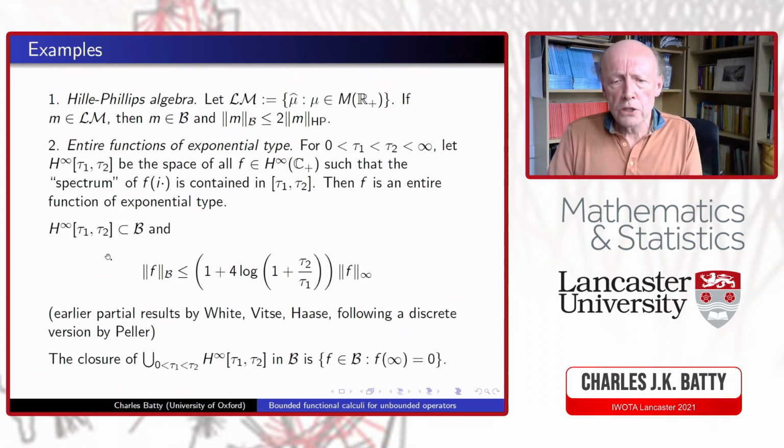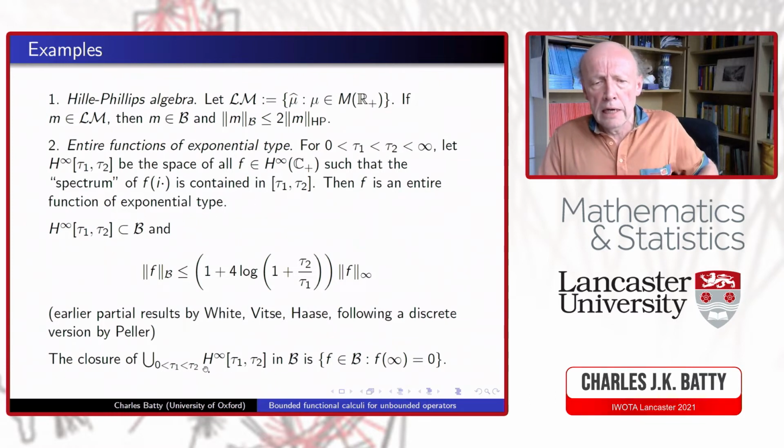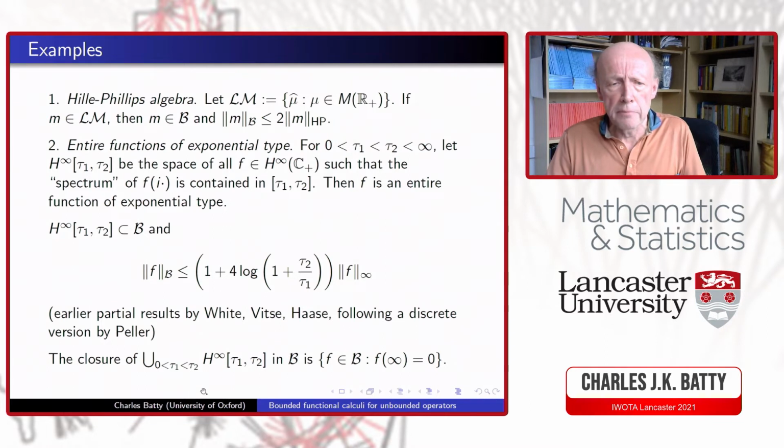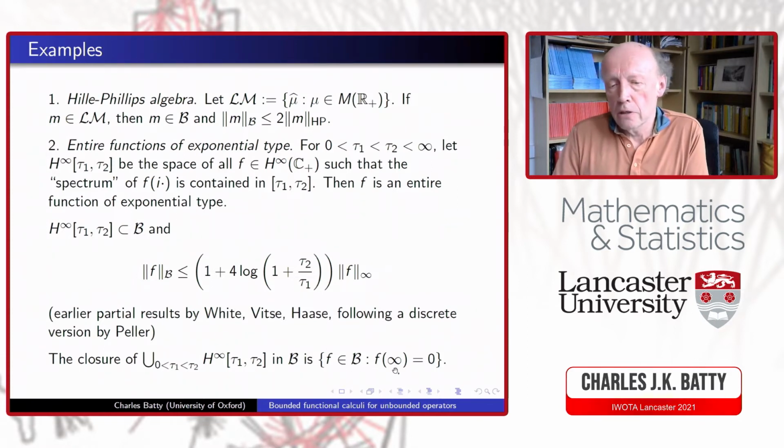Now we can vary τ1 and τ2 here, provided they stay strictly positive. And as τ1 goes to naught and τ2 goes to infinity, these spaces get bigger. So we can take their union, and then the norm closure of that in B actually gets you essentially the whole of B, except that the function must still vanish at infinity. So this is an important fact in what follows, and it makes the calculus possible to work with.